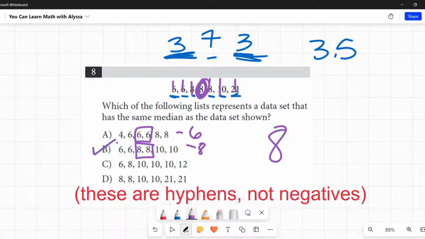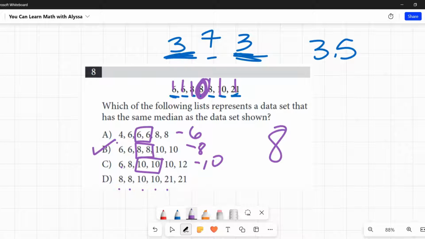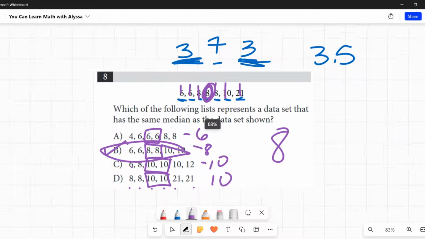Looks like B is our answer, but I always like to check the others just to make sure I'm doing things correctly. I have 1, 2, 3, 4, 5, 6 values. We would take the 2 middle ones, 10 and 10, averaged together is 10. And then 1, 2, 3, 4, 5, 6. Again, we take the 2 middle ones because it's an even number. 10 and 10 is 10. Confirmed. B is our answer. It has the same median of 8.